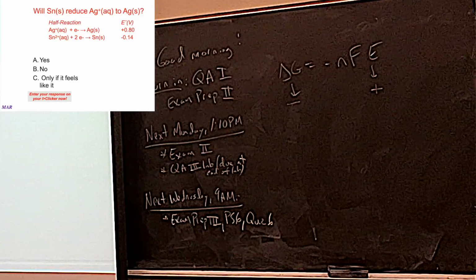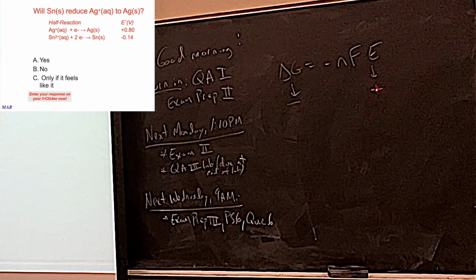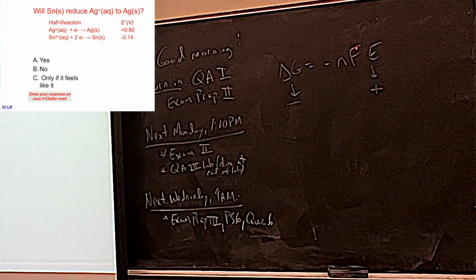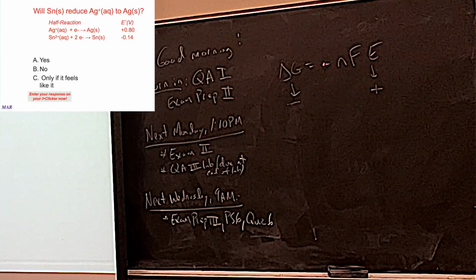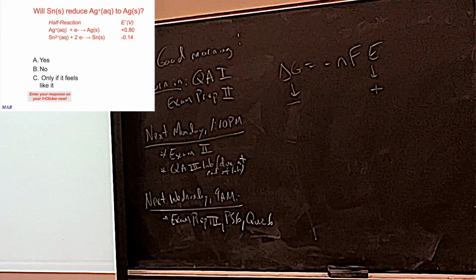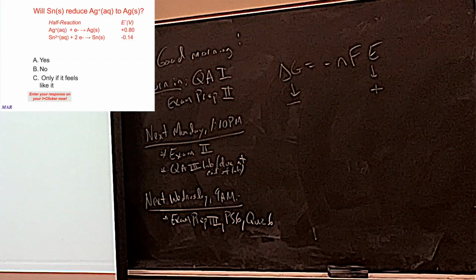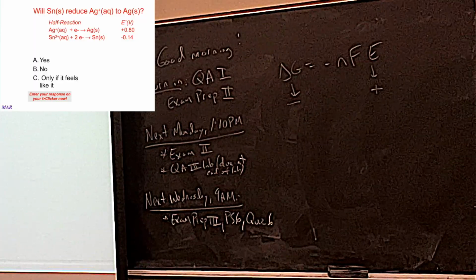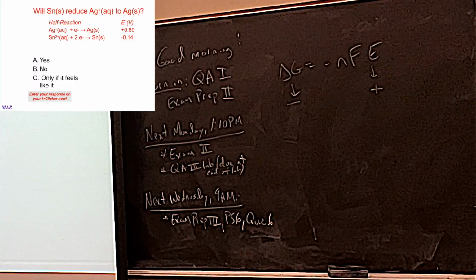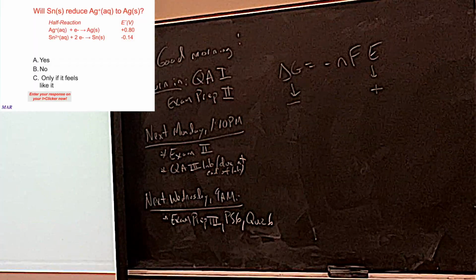And why this is relevant: if E is positive, a positive times Faraday, which is positive, times moles of electrons, which is positive, times negative 1, that's going to give you a negative delta G. So positive E's correspond with negative delta G's. So if this reaction comes out to be positive for E cell, we're going to be good to go.